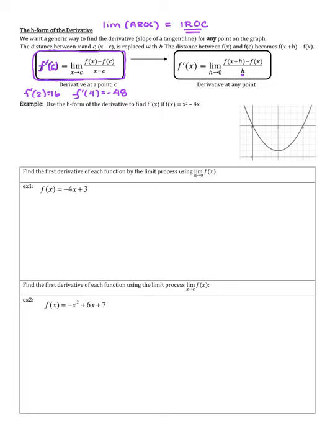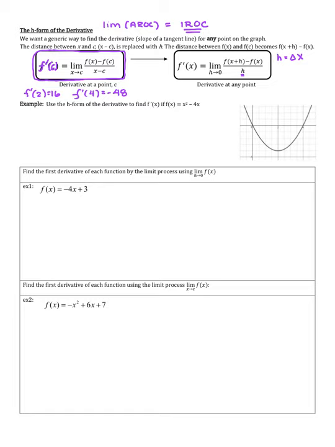H now represents your delta x, the change from one point to the next. So in the y values, what that means is it's f of x plus h minus f of x. So you're still finding the difference, and it's still the average rate of change.